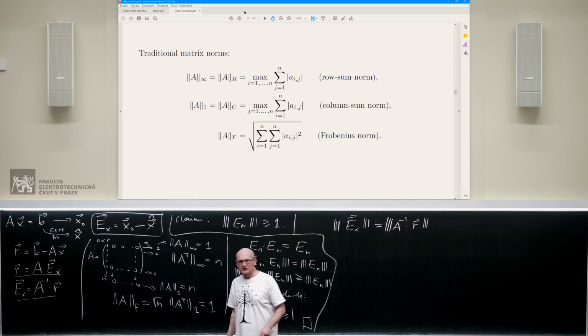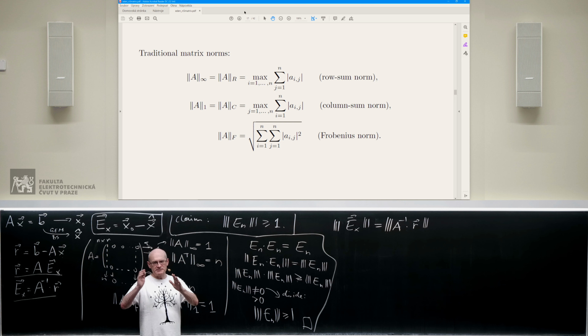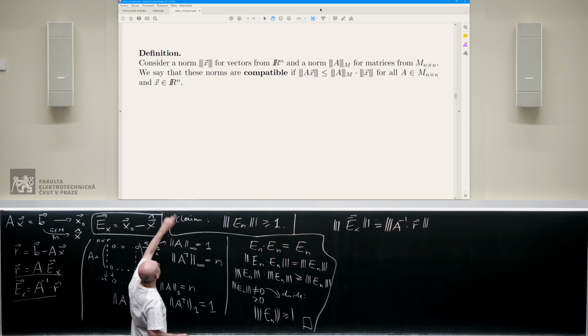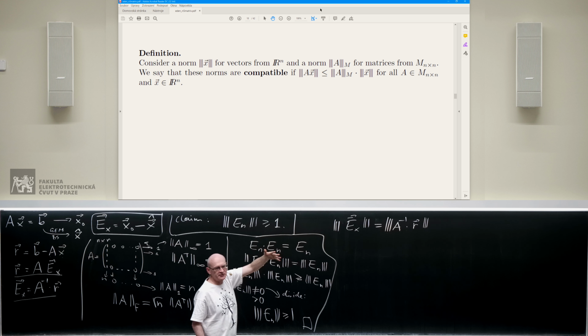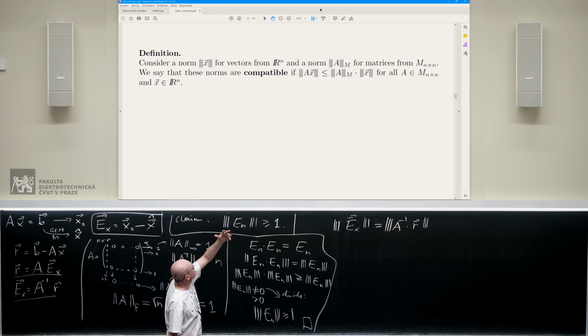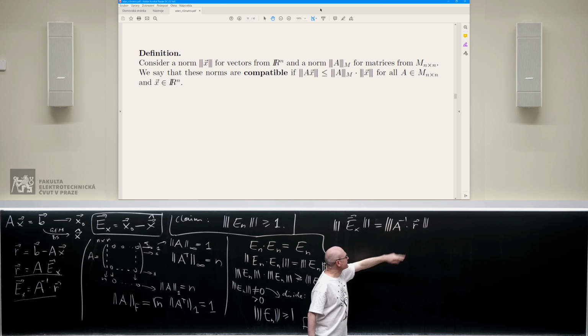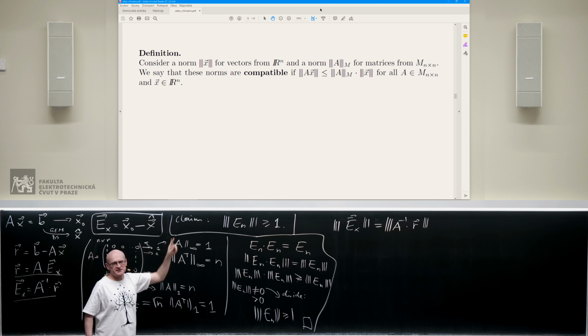So what we need to do now is to look at our possible vector norms and matrix norms and find pairs that really work well together. There is a special name for it. Here we go. We have a norm for vectors and some matrix norm for matrices, and I have to use different notation to distinguish between a norm for vectors and a norm for matrices. And I say that they are compatible if I can take a product like the one I have here and multiply it out with norms. And again, I would prefer to have equality there, but it's impossible.